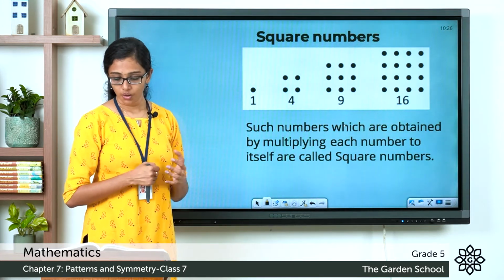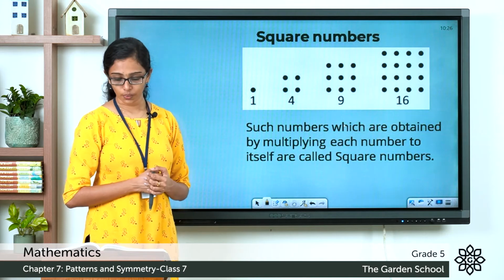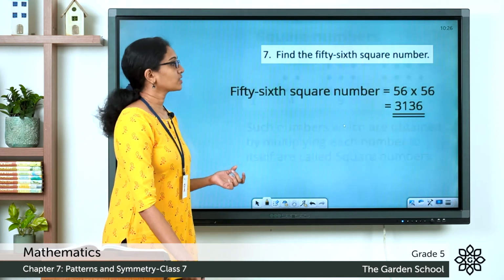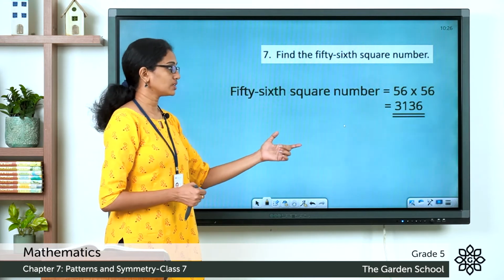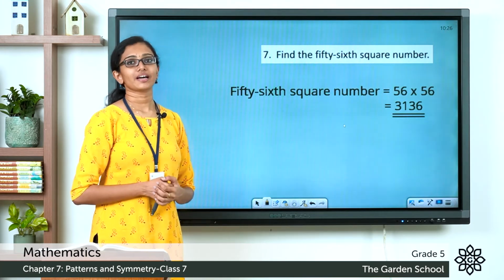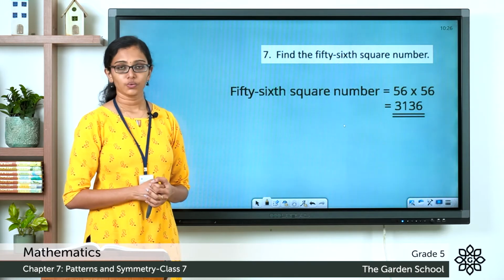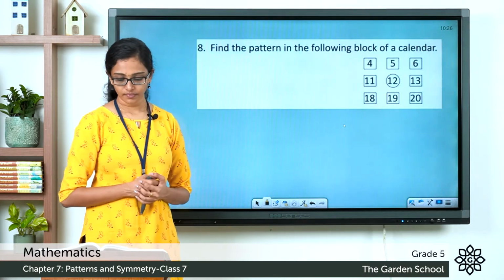So can you say what would be the 56th square number? It would be 56 into 56 itself, and that is equal to 3136. Clear? Now, the 8th question.